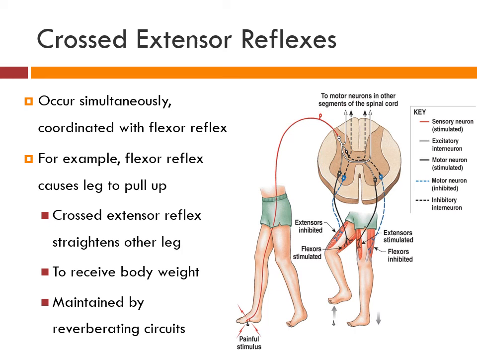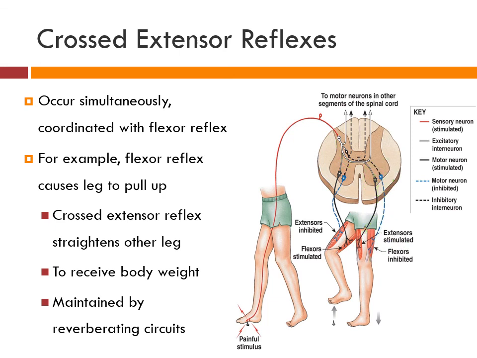Then on the left side of the body is the crossed extensor reflex. The same interneuron crosses over to the left side of the body and synapses on two neurons in the anterior horn. One of them gives an excitatory postsynaptic potential to the extensors in the left leg to stimulate those extensors to contract so that your left leg can hold the weight of your body when you lift up your right leg. The other one is an inhibitory interneuron, which is going to inhibit the flexors on the left side, again allowing for that quick and sustained extension of that left leg.